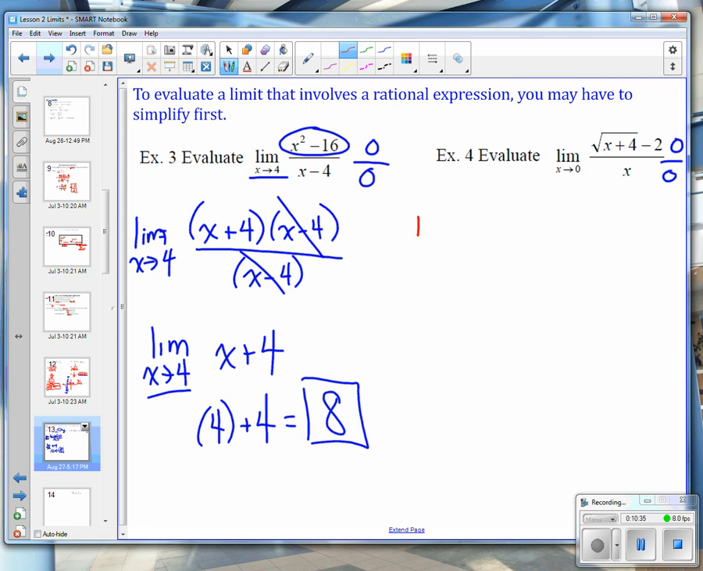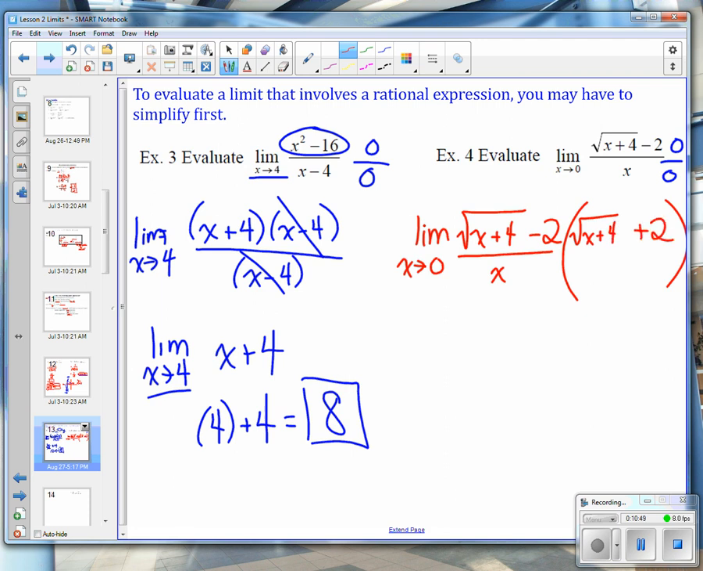So I'm going to write this out. The limit as x is approaching 0 of the square root of x plus 4 minus 2 over x. What is our conjugate? Well, remember, it's the square root of x plus 4 plus 2. Square root of x plus 4 plus 2. Now, if you have no idea what I'm talking about, you may want to go back a couple of lessons, a couple of podcasts, and rewatch that.